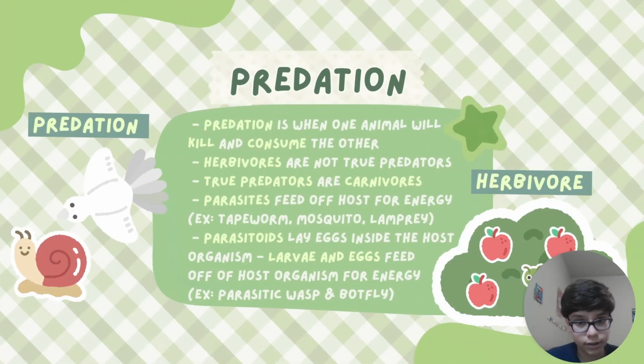Okay, next let's talk about predation. So predation is where one animal will kill and consume the other. And the key thing to remember here is actually the word animal. That's why we're going to talk about herbivores for a second. So herbivores are not true predators. Yes, that caterpillar over there is about to eat all the apples in that bush, but since the apples aren't animals, this is technically not a case of predation. So you need to remember, herbivorism, yes, they're technically eating, but it doesn't count as predation.